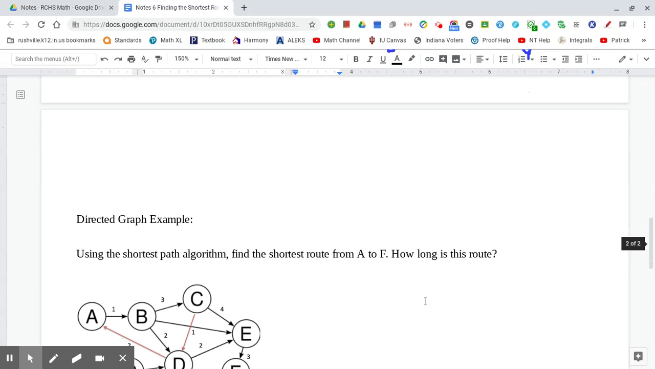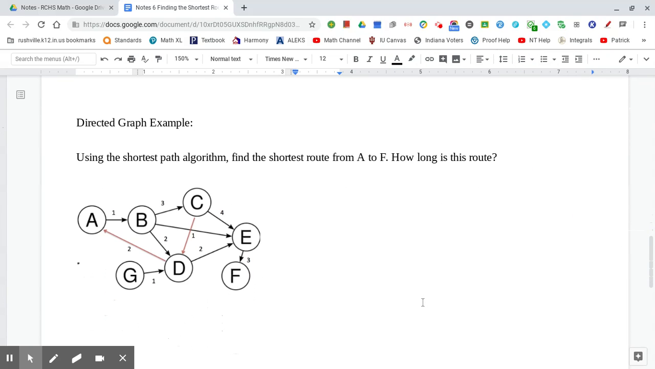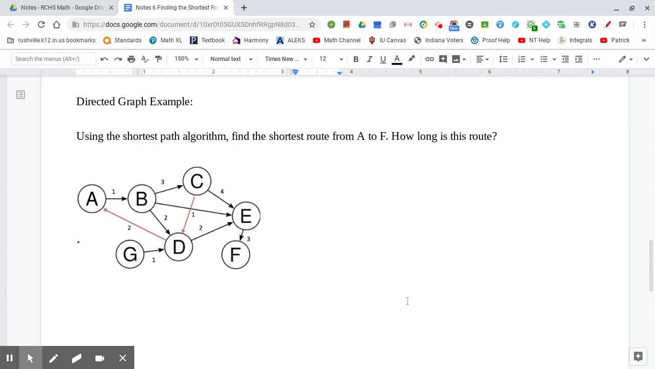All right, we have one more example, and that's going to be for a directed graph. Okay, a digraph, a directed graph. And the reason why this is a digraph is because these edges have arrows, which means that we can't go from A to B and back to A because this arrow is saying A only leads to B. B only goes to C, E, and D. D only goes to A and E, and so on.